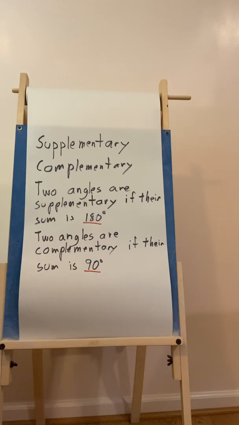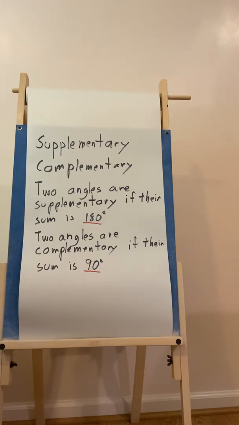An example of supplementary would be two angles, say 140 and 40, because they add up to 180. An example of complementary is 50 and 40, because they add up to 90. If I asked you what is the complement of 30, I mean what is the angle that will add up to 90 if you start with 30? And the answer is 60. 60 is the complement of 30. You just subtract the angle from 90.